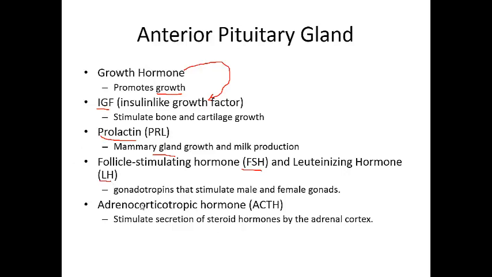Another tropic hormone released by the anterior pituitary is adrenocorticotropic hormone, or ACTH. This hormone leaves the anterior pituitary and travels to the adrenal glands that sit on top of your kidneys, and they cause the adrenal glands to then release adrenaline.